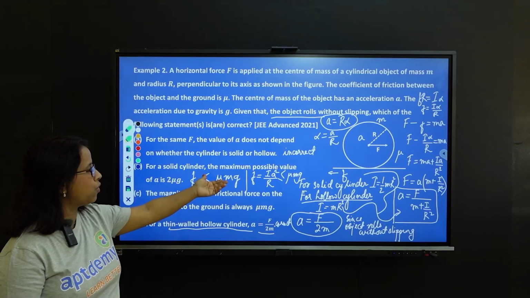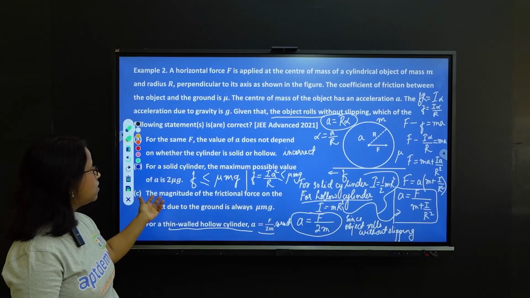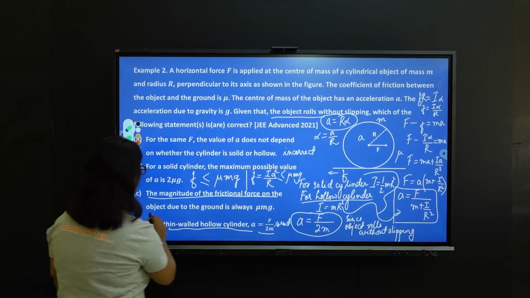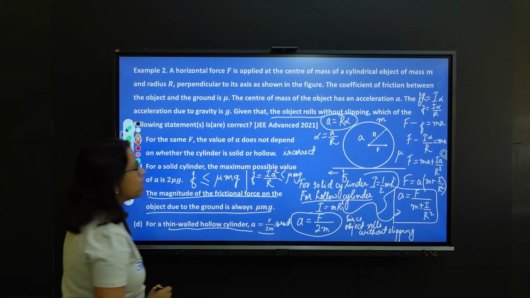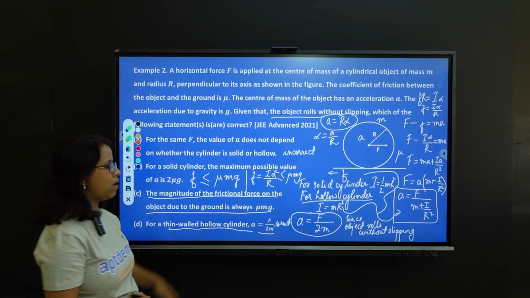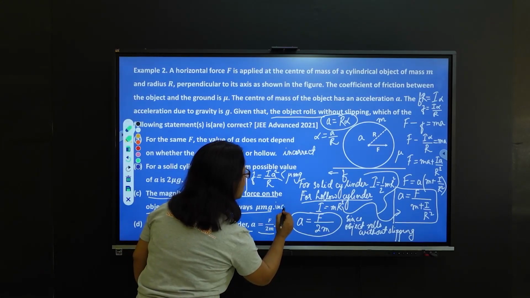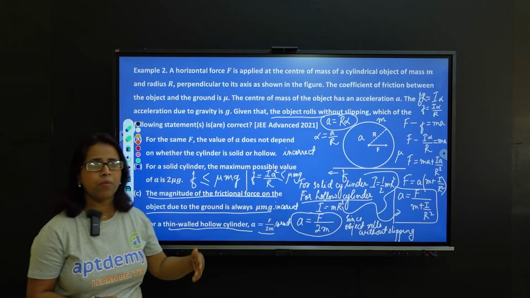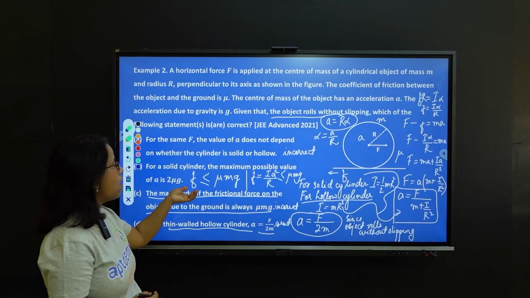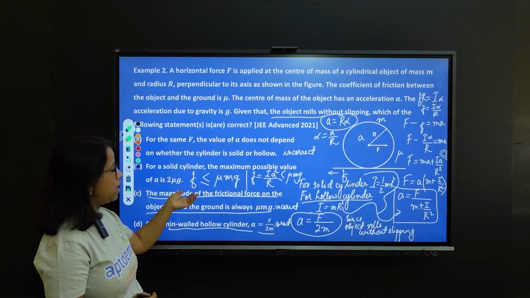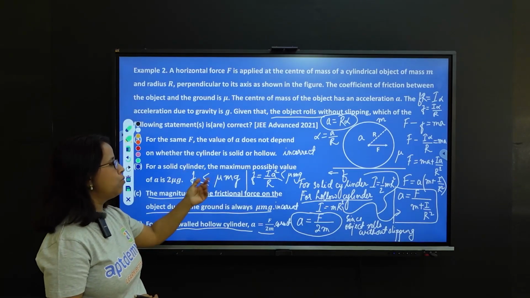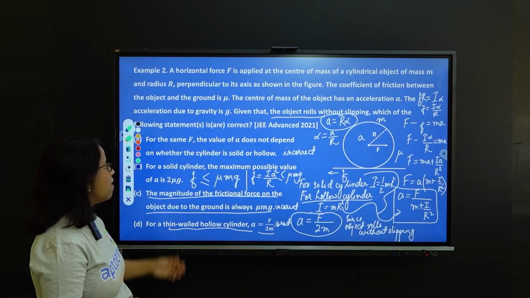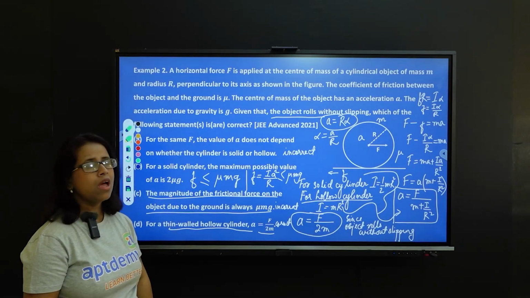Now before that, if you take note, the third condition is also getting proved here. The magnitude of the frictional force on the object due to the ground is always mu mg. So this is again incorrect, as we know that for an object which is rolling without slipping, the necessary condition is that the frictional force may be less than or equal to mu mg. It is not that it is always equal to mu mg. So this statement is also found to be incorrect.